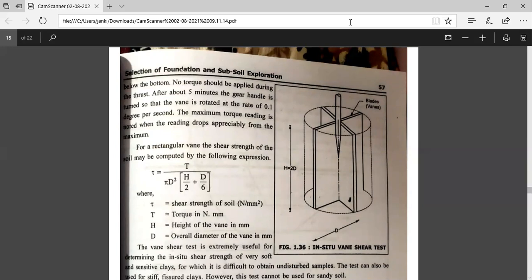For a regular vane, the shear strength of the soil may be computed by the following relation: tau is equal to T divided by pi d squared, in brackets, h by 2 plus d by 6, where tau is equal to shear strength, T is equal to torque, h is equal to the height of the vane, and d is equal to the overall diameter of the vane in mm.